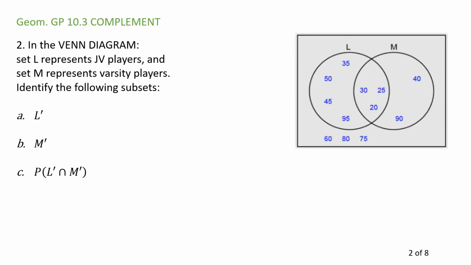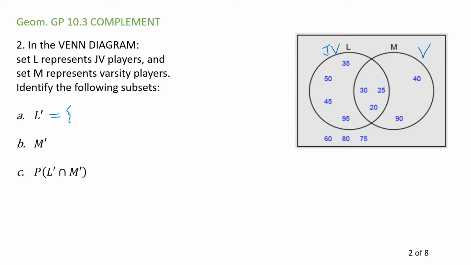So look at the Venn diagram. It says in this Venn diagram, these numbers represent the jersey numbers of players that are on the JV team. This is JV, and M is varsity. Not sure who made this Venn diagram, but I don't know why they didn't label it that way. The first question is saying, give me everyone who is in the complement of L. In other words, give me everyone who is not in the circle L, not in JV.